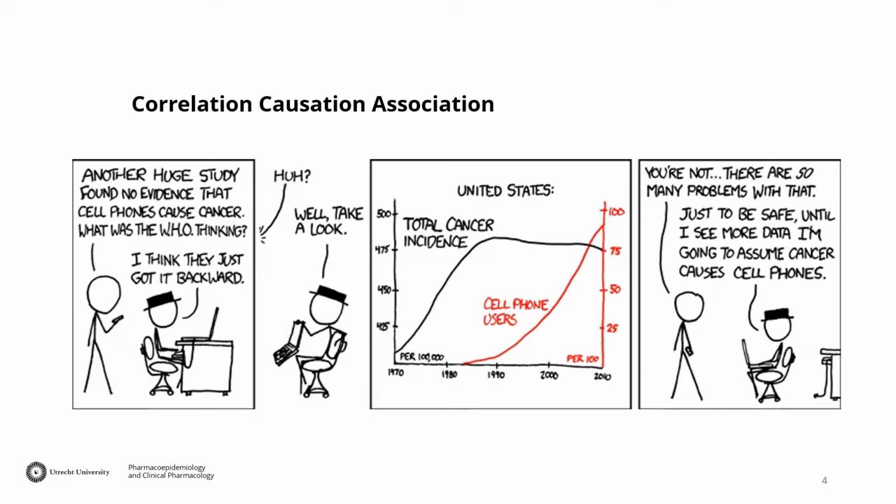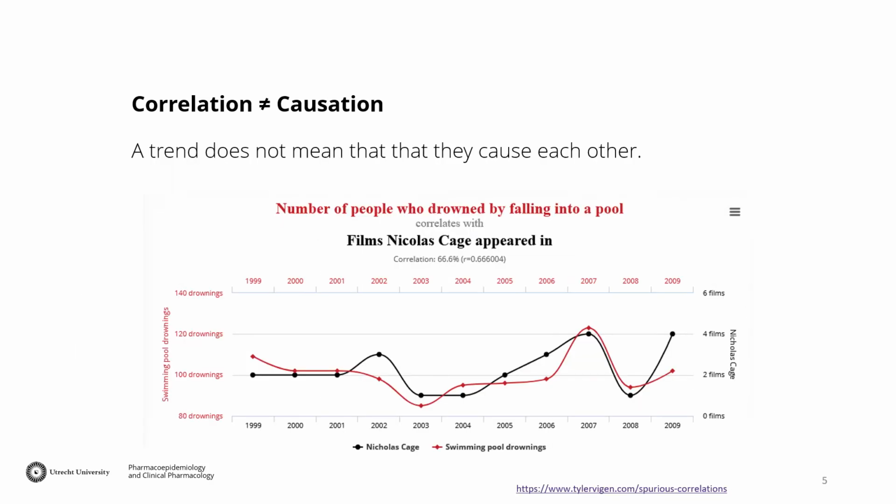We always have to know what we want to look for and what the different variables are or mean. So that's also something we can see here. If we just randomly take two variables, for example, the number of people drowning by falling into a pool and films Nicolas Cage appeared in, then you might see a trend, but it could mean nothing, even if it has a correlation.